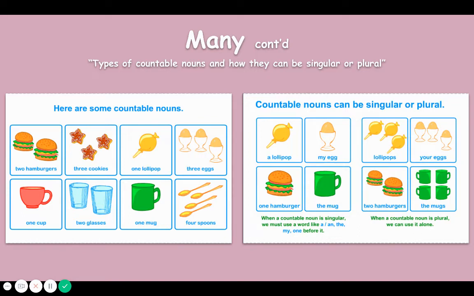Okay, do you notice a lollipop became lollipops? My egg became your eggs. 1 hamburger became 2 hamburgers. The mug became the mugs. Okay, so we changed it from singular to plural. So these are countable nouns.